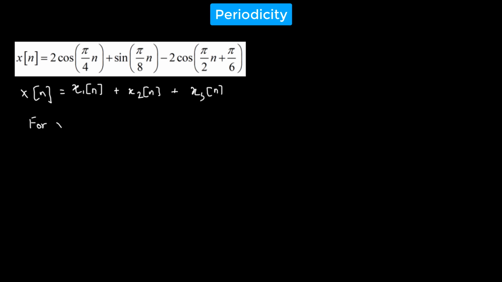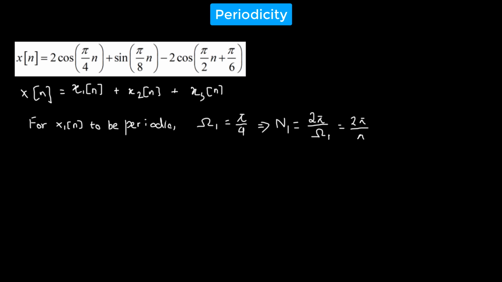So for the signal x1 of n to be periodic, we'll consider the angular frequency omega 1. The omega 1 is equal to pi over 4. Using this we can find the period. The period n1 is equal to 2 pi over omega 1. So that gives us 2 pi over pi over 4, so we multiply by 4, which gives us a period of 8.